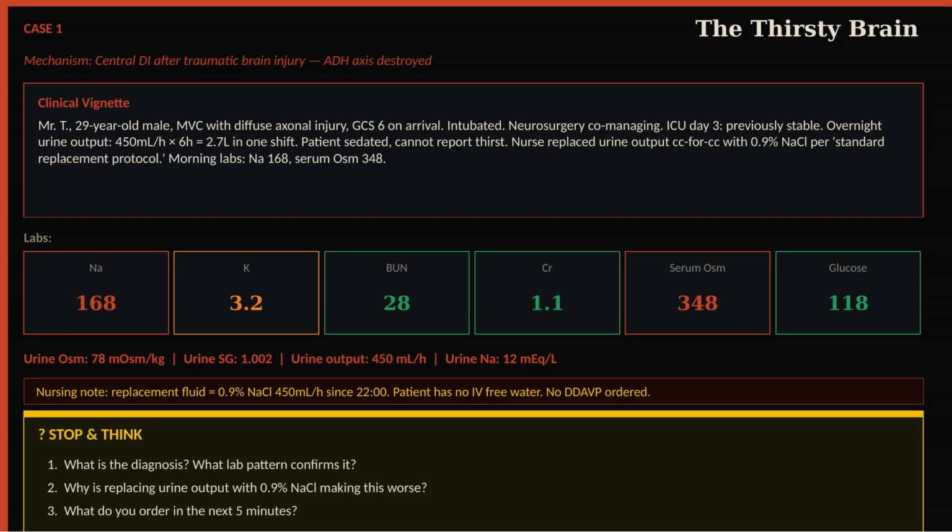Morning labs: sodium 168, serum osmolality 348. And the urine: osmolality of 78, specific gravity 1.002, urine sodium of 12. He has no IV free water running and no desmopressin ordered. Stop and think. What's the diagnosis and what lab pattern nails it? Why is replacing that urine with normal saline actively making him worse? And what do you order in the next 5 minutes? This one moves fast. So should you.